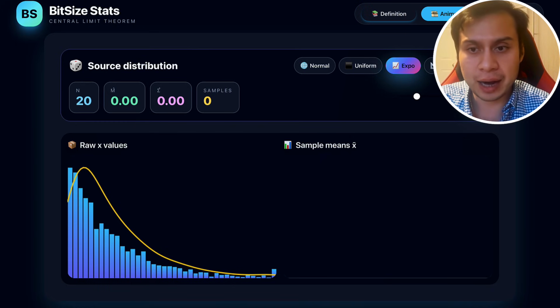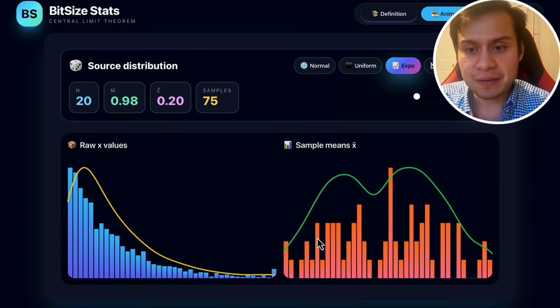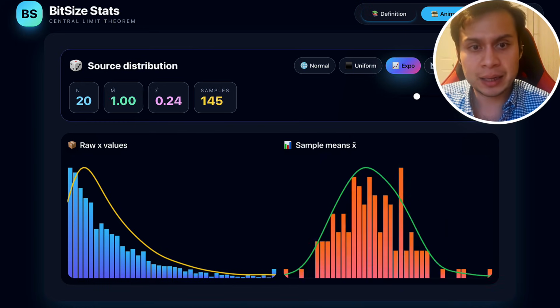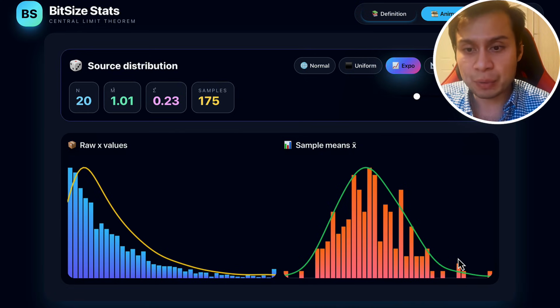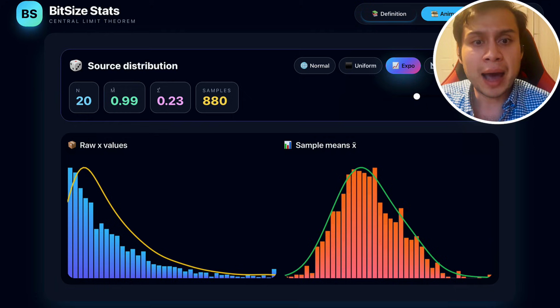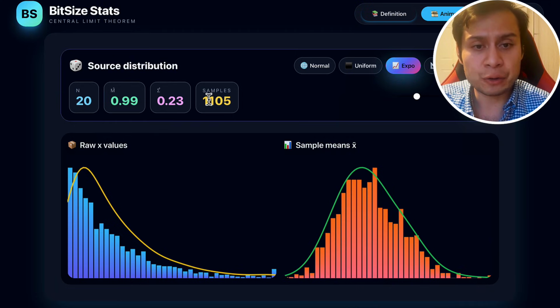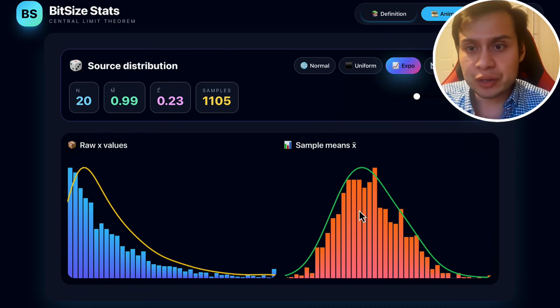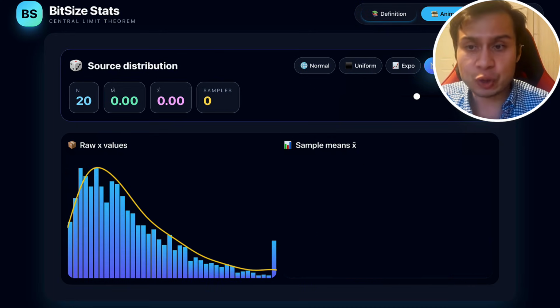Now let's take a look at how it happens. At 75 samples, it's looking like this. At 175 samples, it looks a little normal already. Now let's let it run and then stop around 1,105. It's looking normal. Now let's start this whole process with a new skewed distribution.